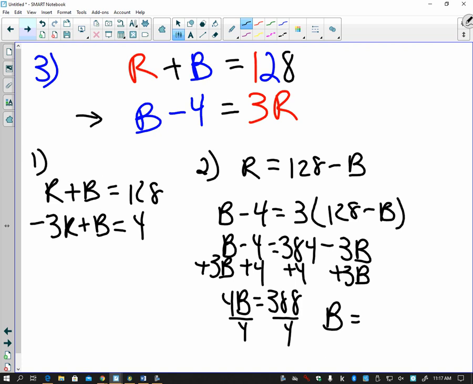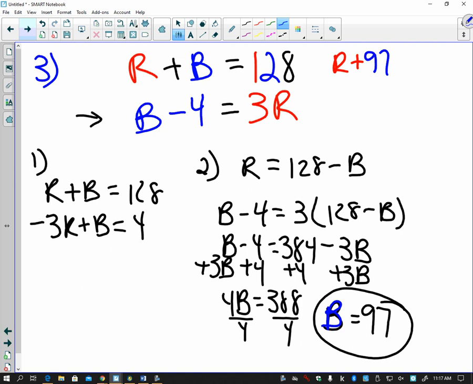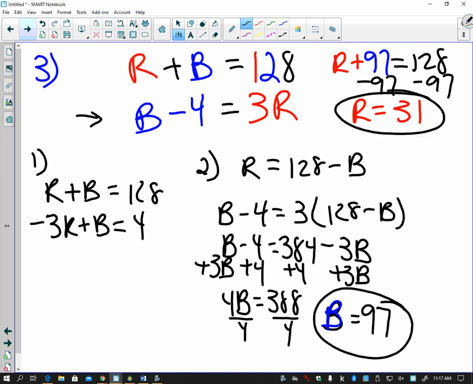97. Okay, so blue equals 97. Okay, come back up here, substitute red plus 97 equals 128. Subtract 97. Red equals what? 31. Okay, and then you can double check.